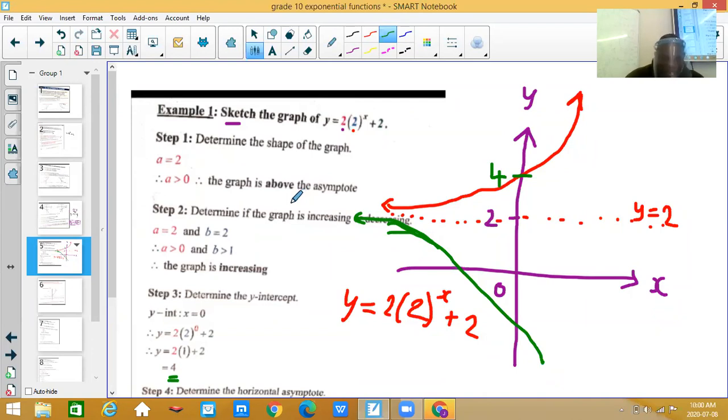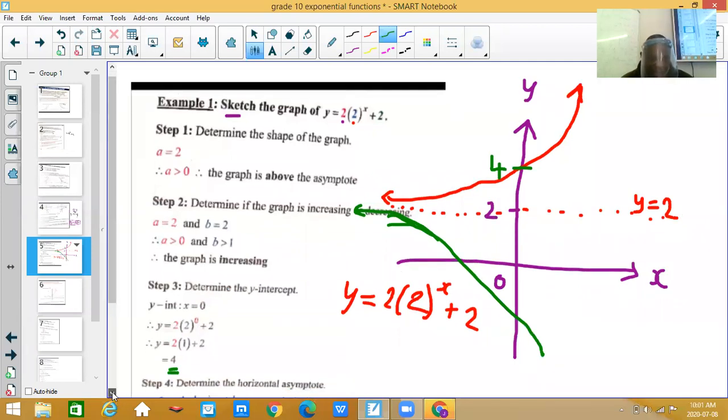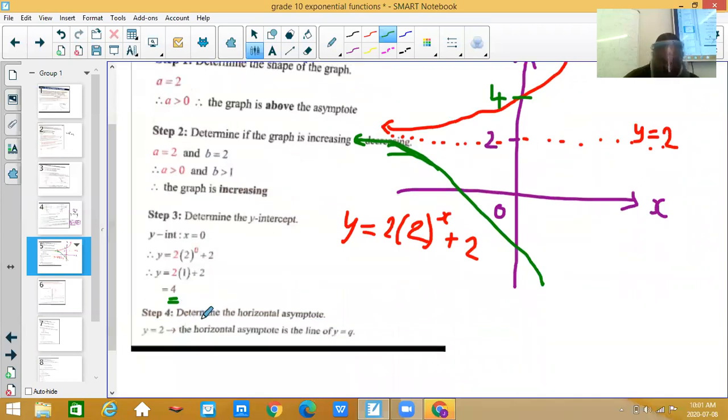Right, now let us look into the other one. Is there anyone with a question so far pertaining to what we have said? Great. Now we are going on to step number 3. Determine the y-intercept, we did, right? Now let's go on to step number 4. Determine the horizontal asymptote. Now you want to, okay, Litabo.